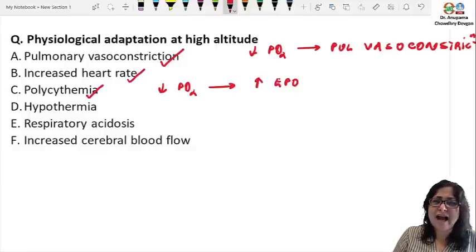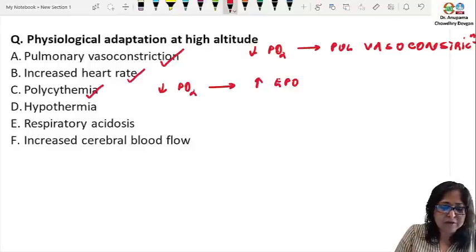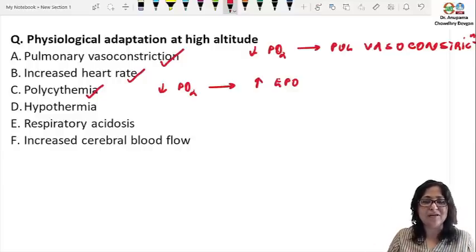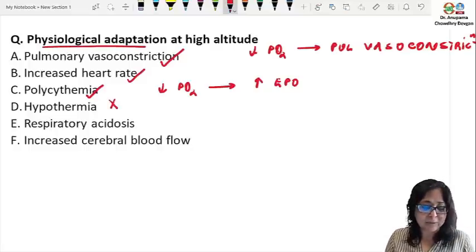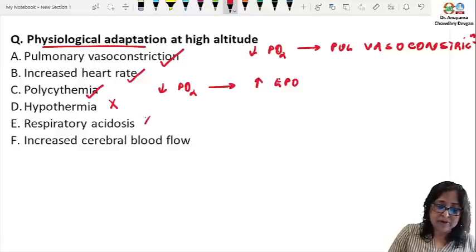Physiological adaptation at hypothermia is not really an adaptation. Hypothermia happens because of high altitude, so it's not really a physiological adaptation. So no, I will not agree with hypothermia. Respiratory acidosis, no, I do not agree with that.